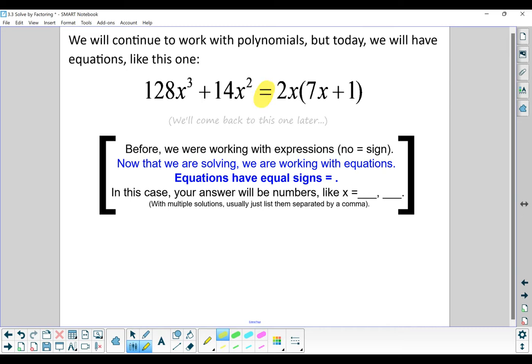have an equal sign. So all of your expressions that you worked with in the last two lessons did not have equal signs. But with equations, we have equal signs. And in this case, our answers are going to be numbers like x equals this and x equals that. If you have multiple solutions, you'll usually just list them separated by a comma. So we are definitely solving equations today.